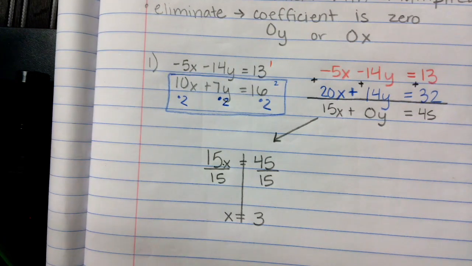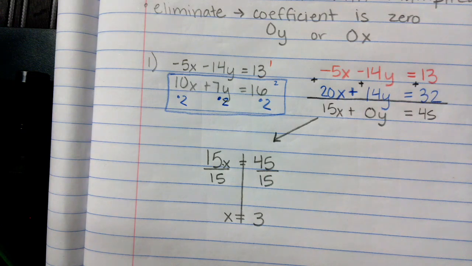Is that our final answer? Is it part of the answer? Yeah, it's part of the answer. What do we want our final answer to look like? Good, an ordered pair, so we need an x and a y. So how are we going to find the y? Put the x into an equation. Good, put the x into the equation.